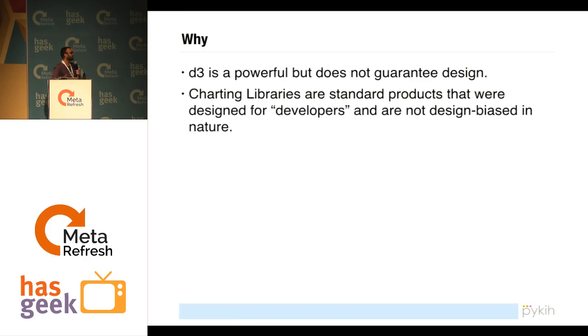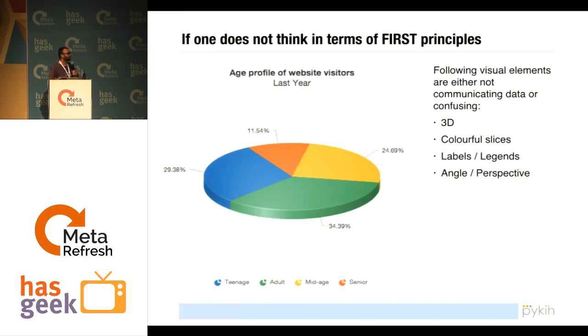So what are the first principles? When you don't use first principles, you get a chart like this. It's a pie chart that's 3D in nature. The 3D is not communicating any data. The colorful slices are not communicating any data. The legends and the labels are at different places, so my eyes need to go up and down and up and down. So I'm context switching continuously. And finally, the angle and perspective is not helping either.